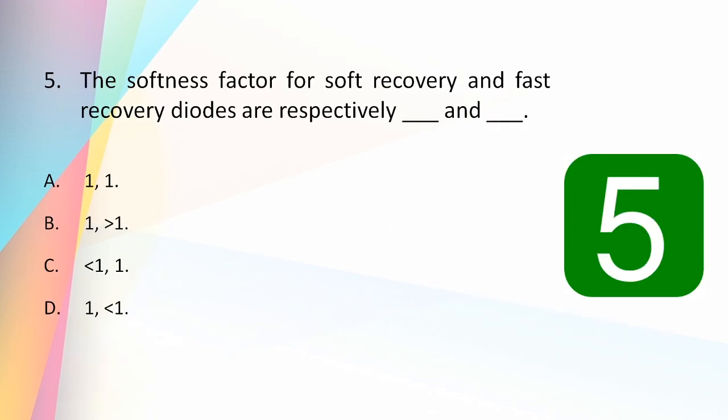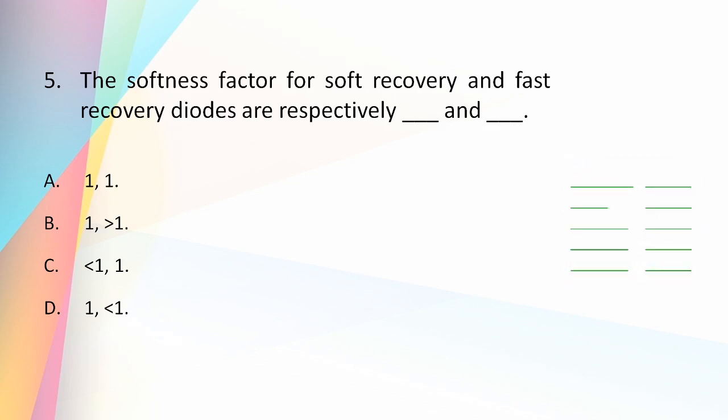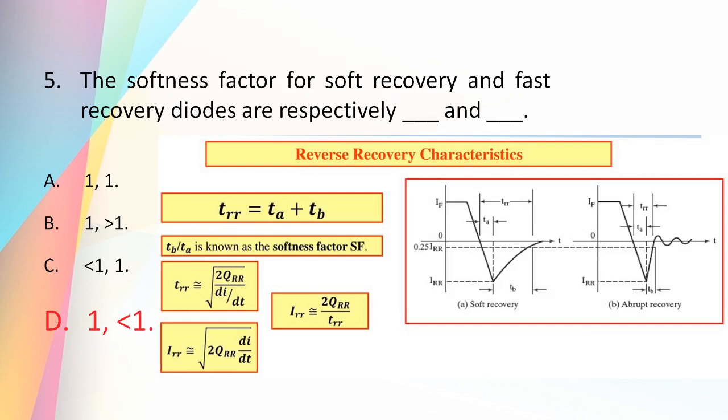The softness factor for soft recovery and fast recovery diodes are respectively dash and dash: 1 and 1, 1 and greater than 1, less than 1 and 1, 1 and less than 1. And the answer is 1 and less than 1.